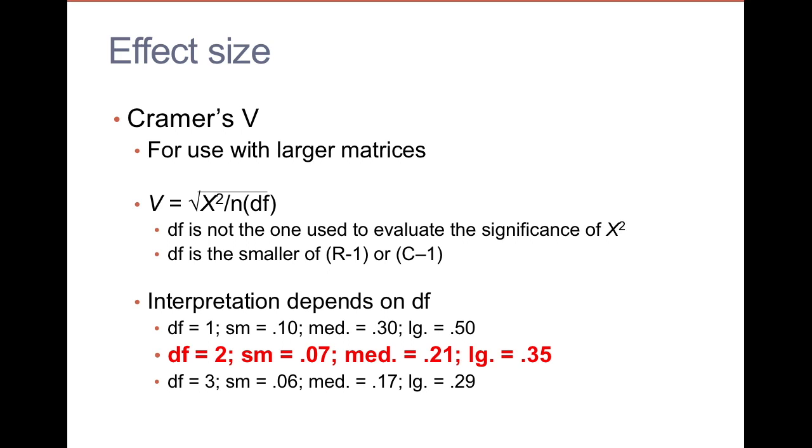And I've bolded that, made the font bigger, and put it in red so that it really stands out. So the guidelines that we're going to be using are the ones in red because we have a degrees of freedom of 2. The cutoff for being a large effect size is 0.35, for a medium is 0.21, and small is 0.07. Clearly, our Cramer's V of 0.403 is well above the cutoff of 0.35, so that suggests that we have a large effect size.